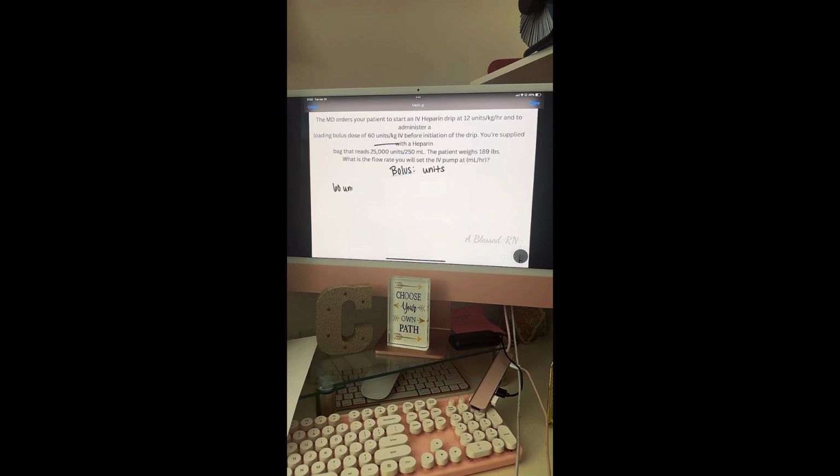Units is 60 units per kilogram for the bolus. We have our patient's weight, which is 189 pounds, okay? So if I'm looking for units, I'll do my 60 units per kilogram. And then my 1 kilogram is 2.2 pound conversion. And then, my 189 pounds over 1. Boom, boom. Everything is canceled out now except for units, okay?